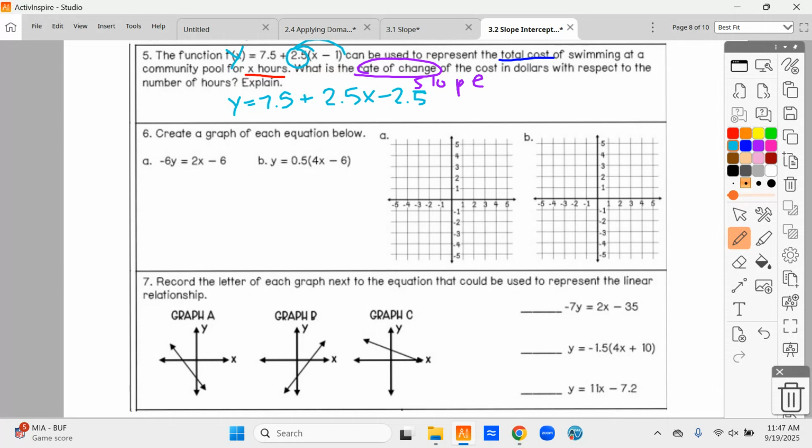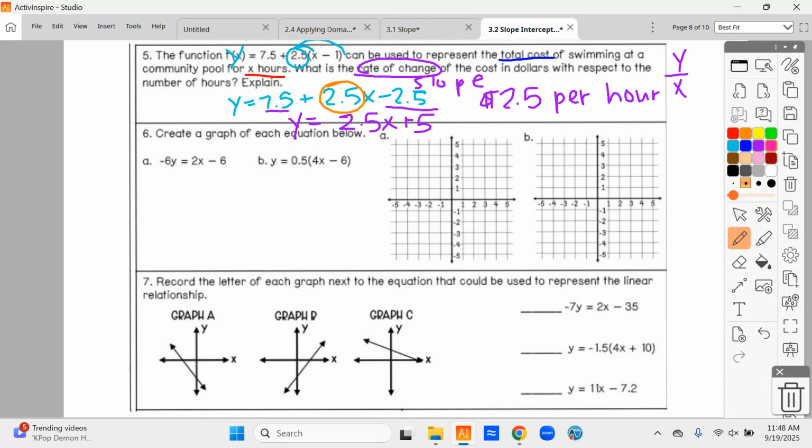And really we could stop here because our coefficient of x is not going to change. However, for the sake of simplifying, I'm going to say y equals 7.5 minus 2.5 is 5. So 2.5x plus 5. Okay? So 2.5 is my slope. It would be the cost, so dollars per hour is the x. Remember, y over x, rise over run. So $2.5 per hour.